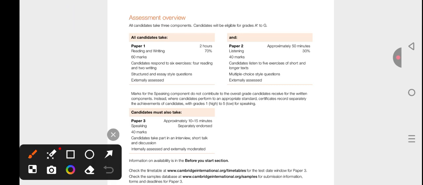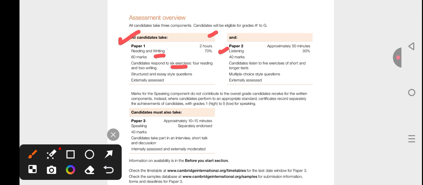Starting with the very first paper, it's the reading and writing paper. Total time is going to be 2 hours, and 70% of the marks will be there for the ESL exam. The total marks are going to be 60, and the total exercises included are going to be 6.